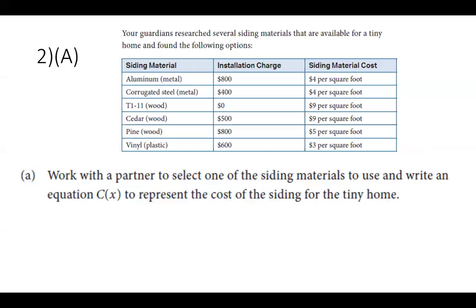Work with a partner. So you're not going to work with a partner. I'm going to assign each one of your groups, and your groups are going to figure out the cost model for each one. Does that make sense? So group 1, you guys are going to figure out aluminum. Group 2, y'all are corrugated steel. Group 3 is T111 wood. 4 is cedar. 5 is pine. And 6 is vinyl. Okay? So for your assigned groups, you're going to figure out what formula you create for the parents to figure out their cost. Okay? That's what you're working on.